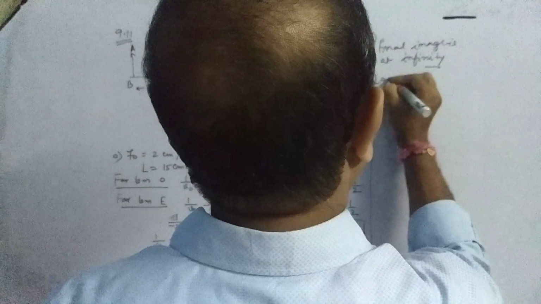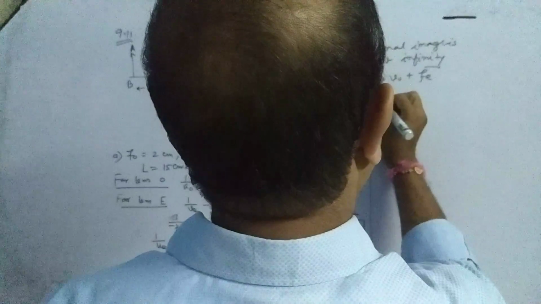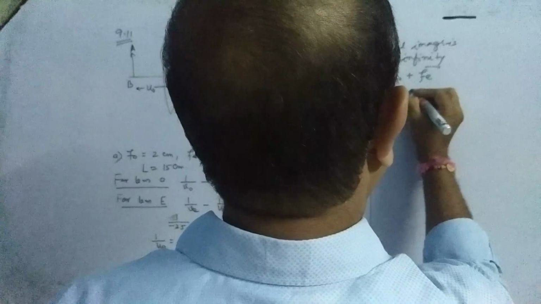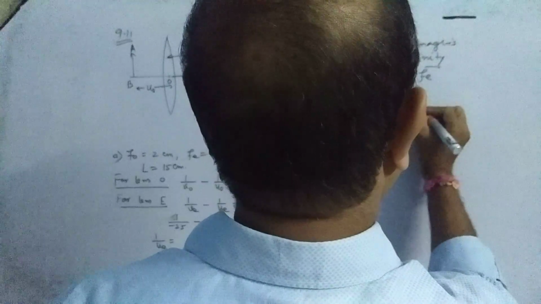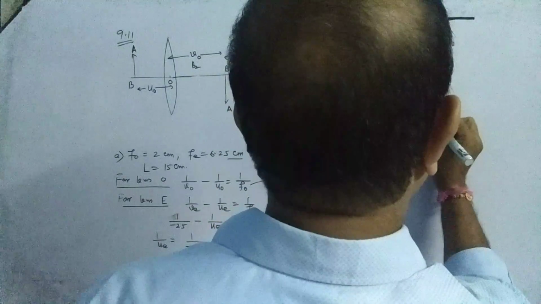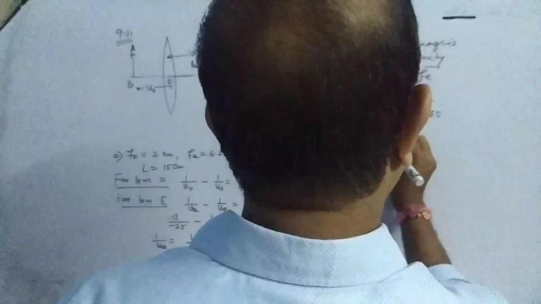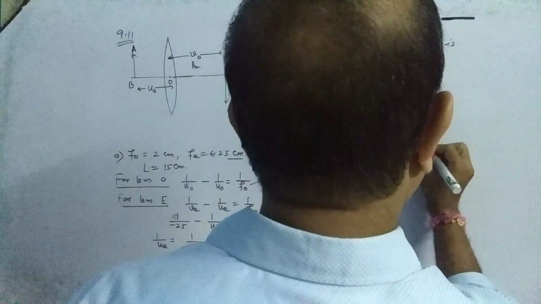L is equal to VO plus FE. So how much is VO? It is quite simple. VO is L minus FE. That means 15 minus 6.25, which is equal to 8.75. So 1 by VO minus 1 by UO is equal to 1 by FO.